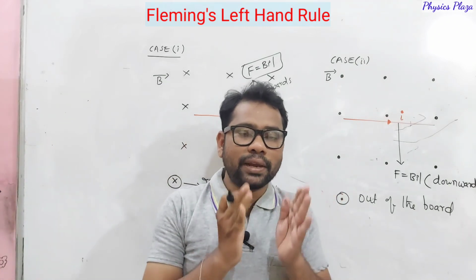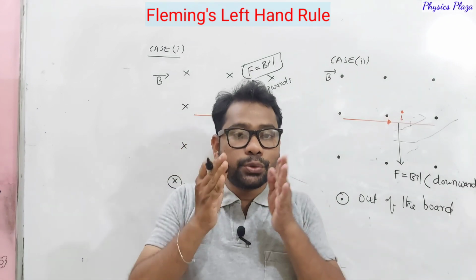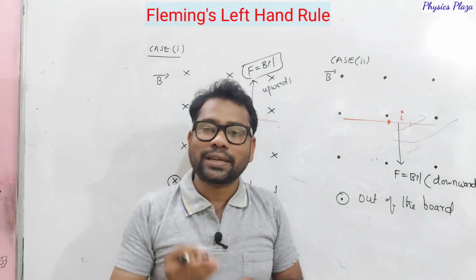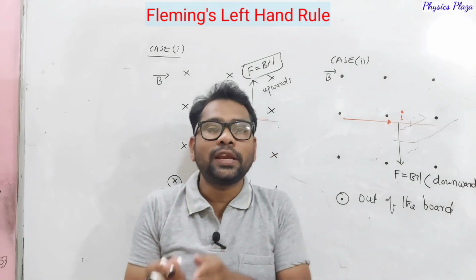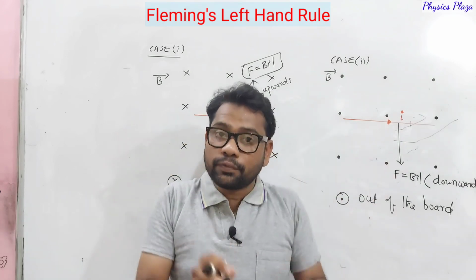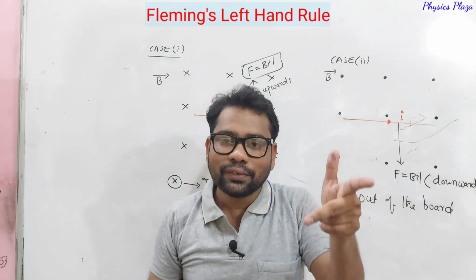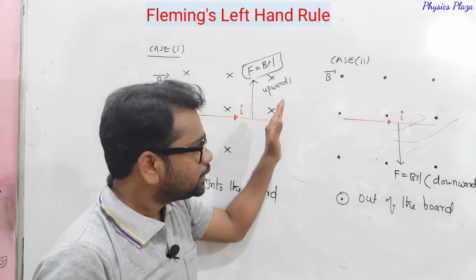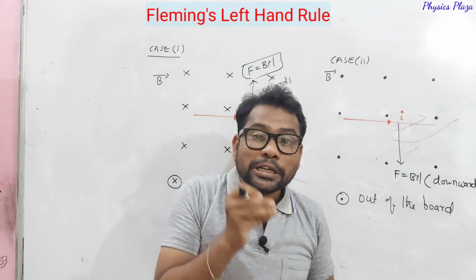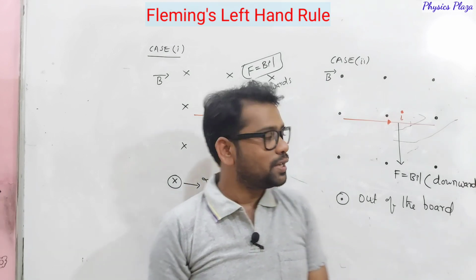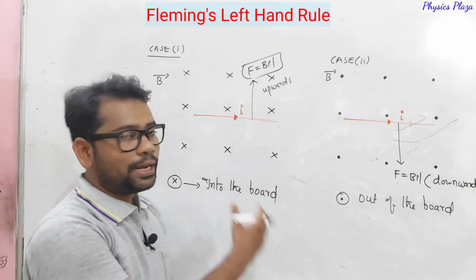What is actually Fleming's left hand rule? What is the purpose of Fleming's left hand rule, dear children? Fleming's left hand rule is used to find the direction of force acting on a current carrying conductor when it is placed in a magnetic field. How much maximum force? F equals BIL. But who will give you the direction? Fleming's left hand rule. Children, this rule is very important in order to understand the principle of working of an electric motor. Just copy this. We will move to the electric motor.